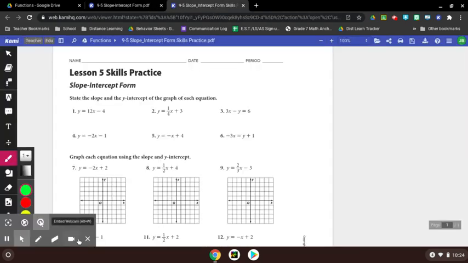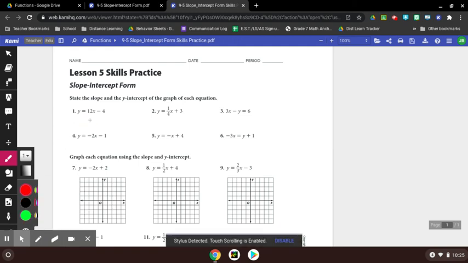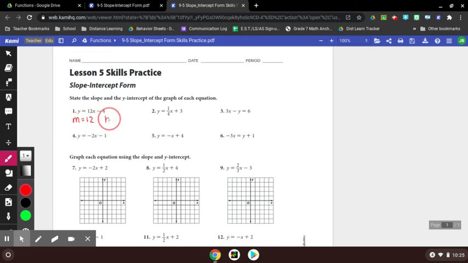Now, if we were to look at this skills practice page, you're just going to fill this out the same way we've been filling these out. So what I'm looking for here is, for example, number 1. We're going to say slope is m. So m would just be written as 12. And you could just write the b, or the slope-intercept form, as what comes next. It's negative 4. So I think this is going to be pretty straightforward for you guys.